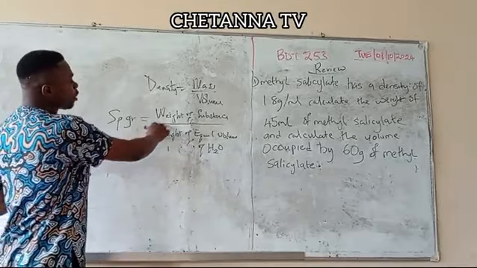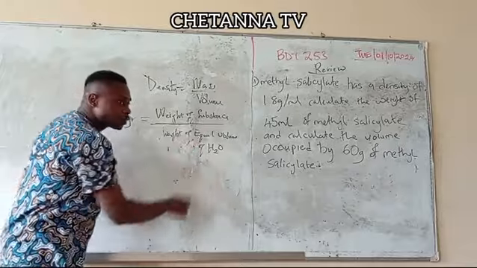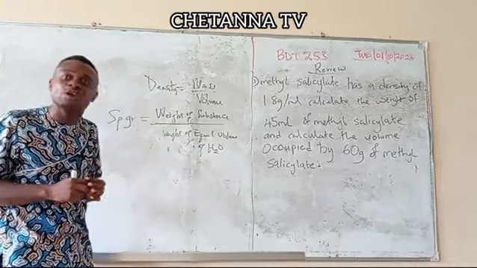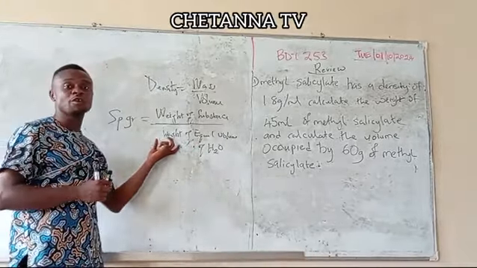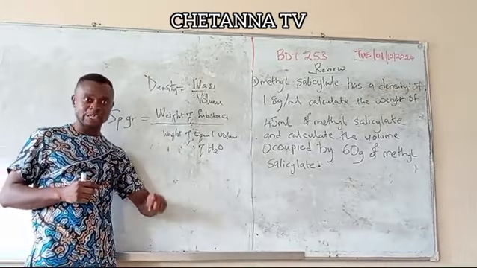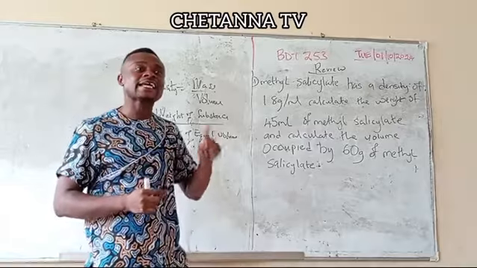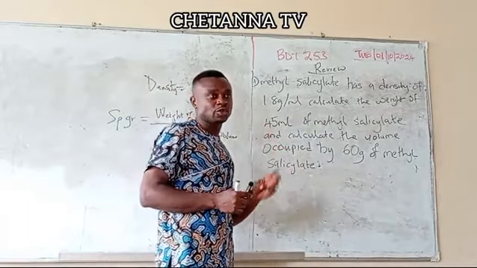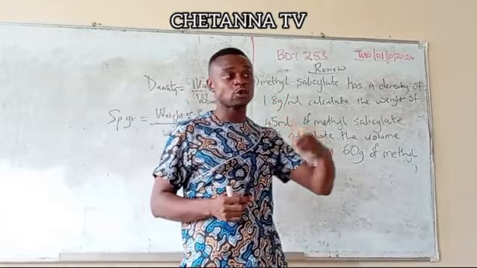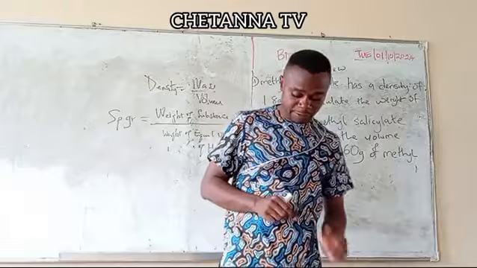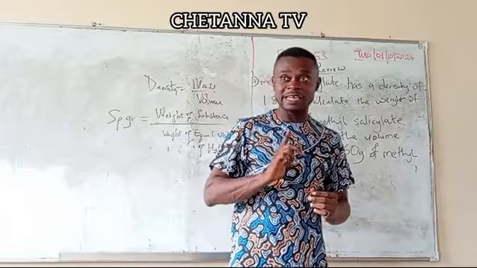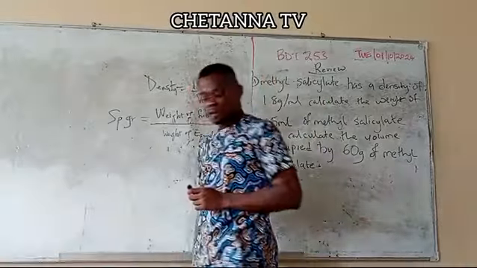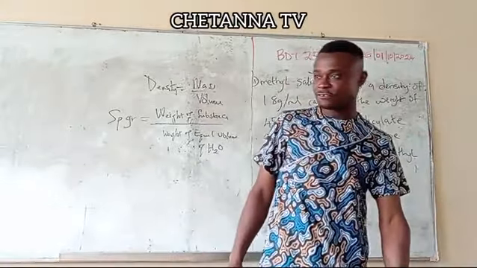Specific gravity is the weight of a substance over the weight of equal volume of water. The issue now is, what is the meaning of weight of equal volume of water? That's where the issue lies, and that's why some people may find it difficult to solve this question, because they don't understand the meaning of weight of equal volume of water. That's what I want to explain now. So listen.